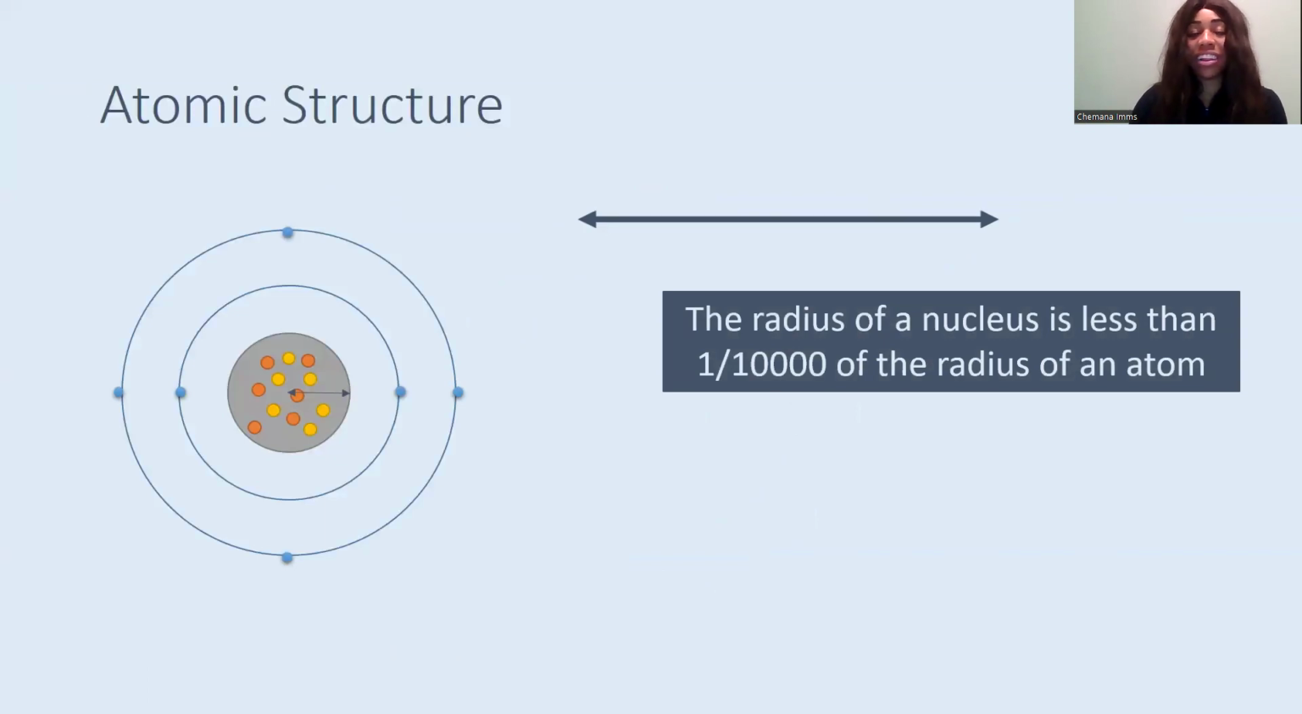Okay, so the radius, now when we're talking about that space, we can look at it in a lot more detail. The radius of a nucleus is less than 1 over 10,000 of the radius of an atom. So the nucleus is minuscule. It is so small. To put this into perspective, I've prepared an animation just so you can see how small this nucleus actually is in reference. So it is absolutely tiny. We can hardly see it.